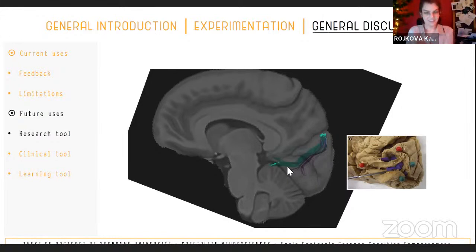Some tracts, when you compare them in individuals, through virtual dissection to gross dissection, it results that this is a Klingler dissection, improved, like updated, to spare the cortex. When you compare them, it's striking how similar it is. Again, knowing that MRI is an approximation of reconstruction, etc.